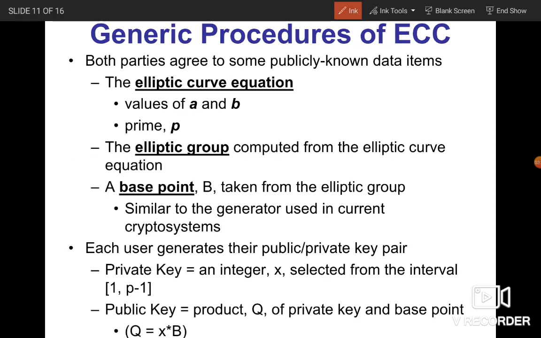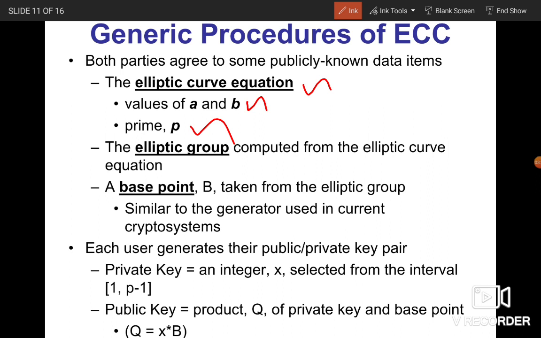We move on to the algorithm. We have two different parties. The sender and the receiver should agree on several publicly known items. They have to agree on the elliptic curve equation. The equation consists of the values a and b, and it comprises the prime number p. Then you compute the elliptic group from the elliptic curve equation and take one point as a base point. These are the things both the sender and receiver should agree on.